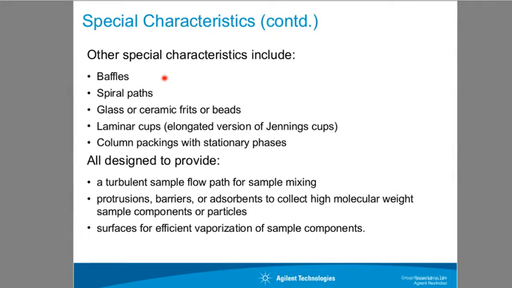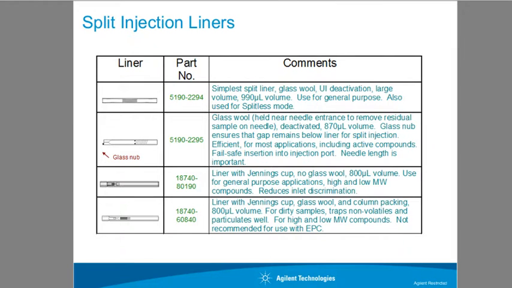Other ones that aren't mentioned on that page are baffles, spirals, helixes, things like that. They're all there to provide some type of surface that will be a little bit turbulent for the sample, so you get better mixing of the sample, and a little bit more heated surface area for the sample to volatilize and vaporize on and get onto the column itself.